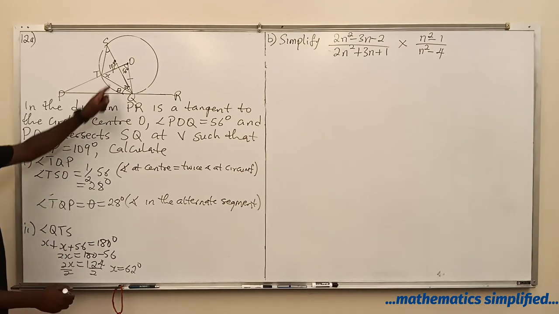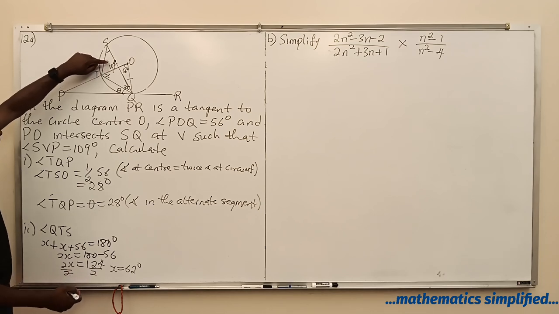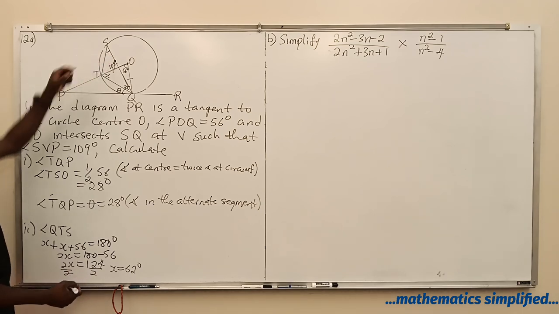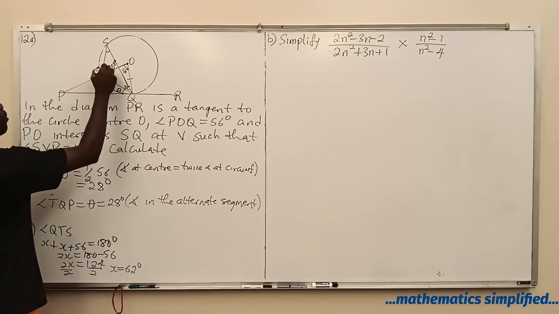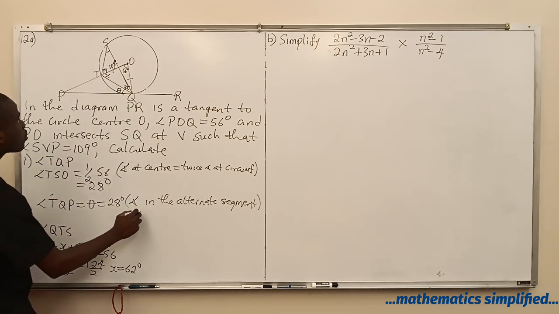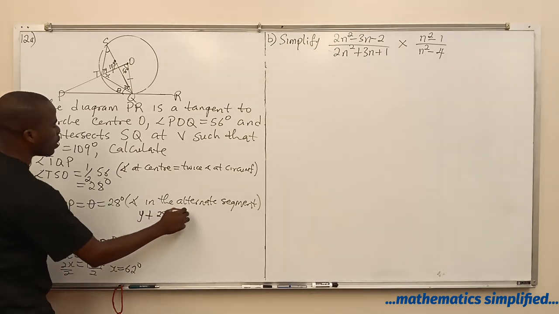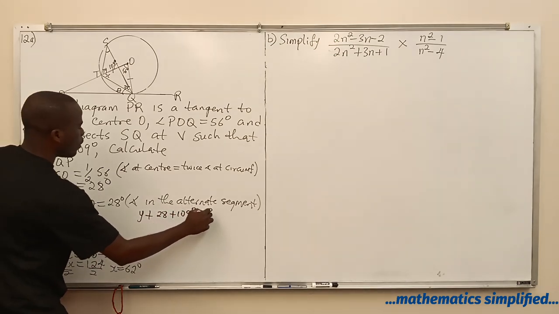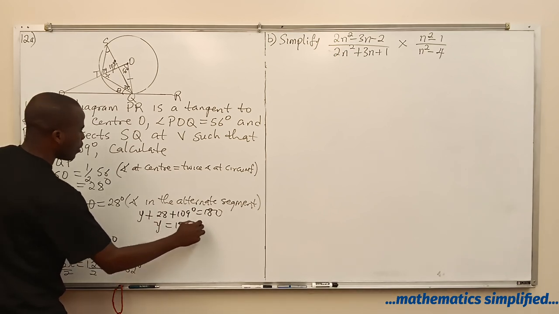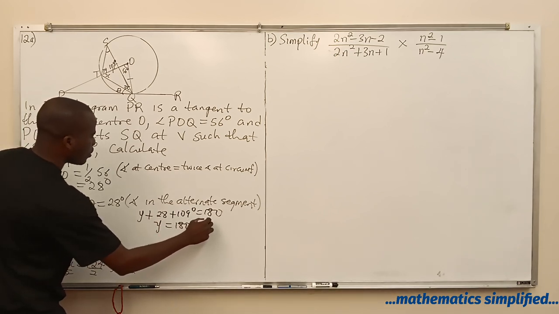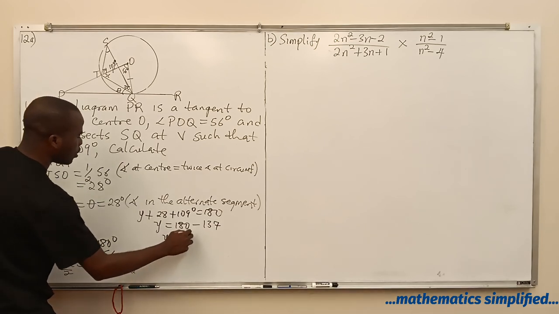So since here is 62 degrees, you can get this by subtracting the sum of this and 28 from 180. So let's call here y. Y plus 28 plus 109 equals 180. So y will be 180 minus 137 degrees. So that y is 43 degrees.